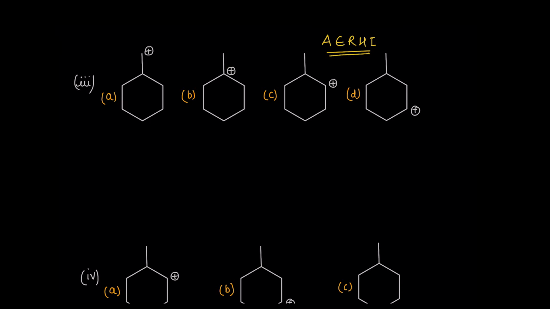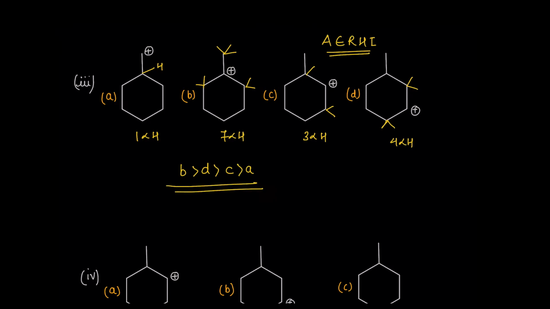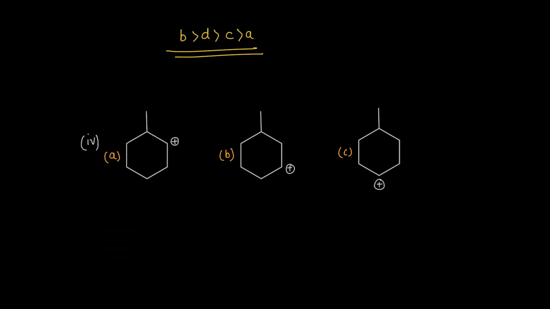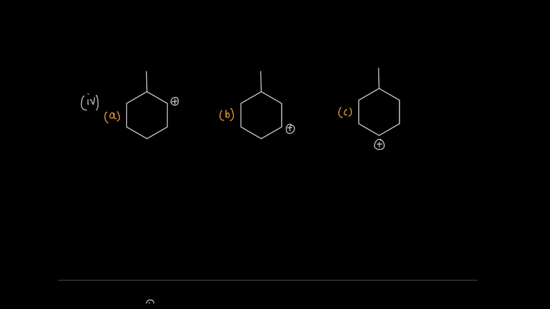Here we have only 1 alpha hydrogen. Here we have 3 alpha hydrogens over here, 2 over here, and 2 over here, so 7 alpha hydrogens. Here we have 3 alpha hydrogens, and here we have 4 alpha hydrogens. So there is no need to look for inductive effect. So we can say that B is more stable than D, is more stable than C, is more stable than A. Clear?